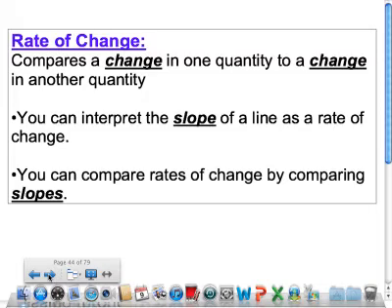Okay, so the last thing we're going to discuss here in this video is rate of change. A rate of change compares a change in one quantity to a change in another quantity. You can interpret the slope of a line as the rate of change. Okay, you can also compare rates of change by comparing slopes.